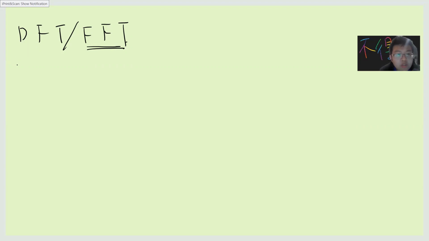Okay, so this is the discrete Fourier transform and the fast Fourier transform. Before we do this, let's quickly recall the complex roots of unity.